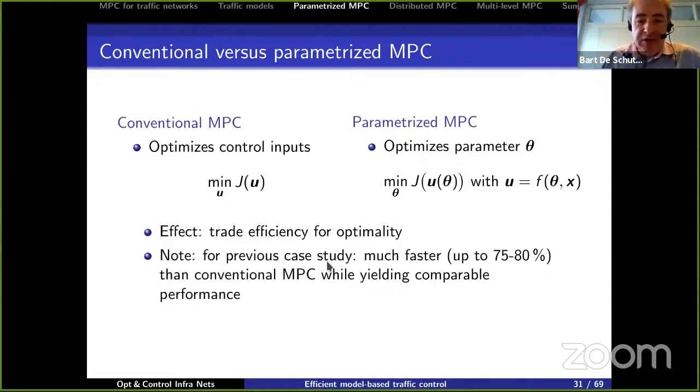I will go into more detail in a minute on how this works. Typically, you will get a huge increase in speed, typically 80% faster, with a performance that is comparable to the classical conventional MPC.